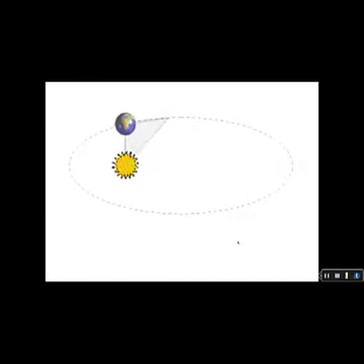Okay, so there's another point that I wanted to get to, and that has to do with how fast we move in our orbit. So this is showing the sun and the Earth, but this is true of any two bodies orbiting each other. And so as we go around, you can see here, when we're at our closest point, we're moving a little bit faster, and when we're at our furthest point, we're moving a little bit slower.